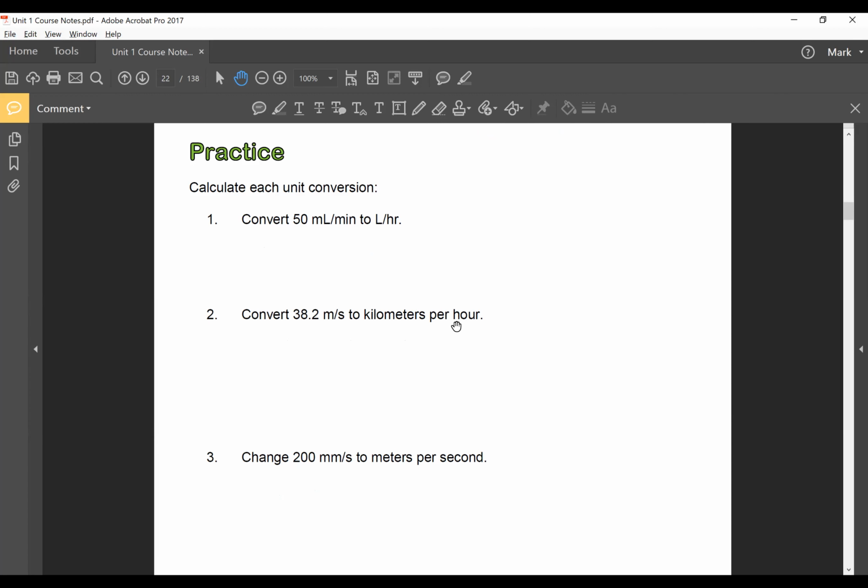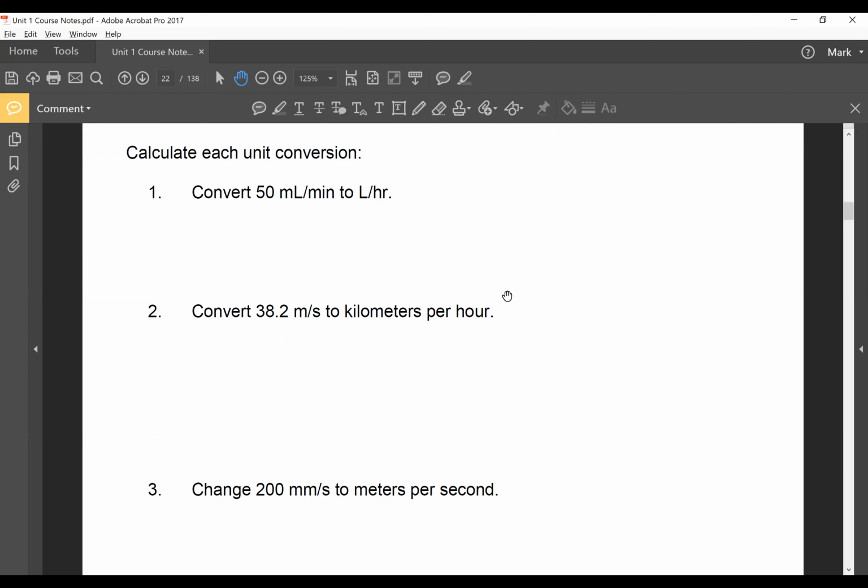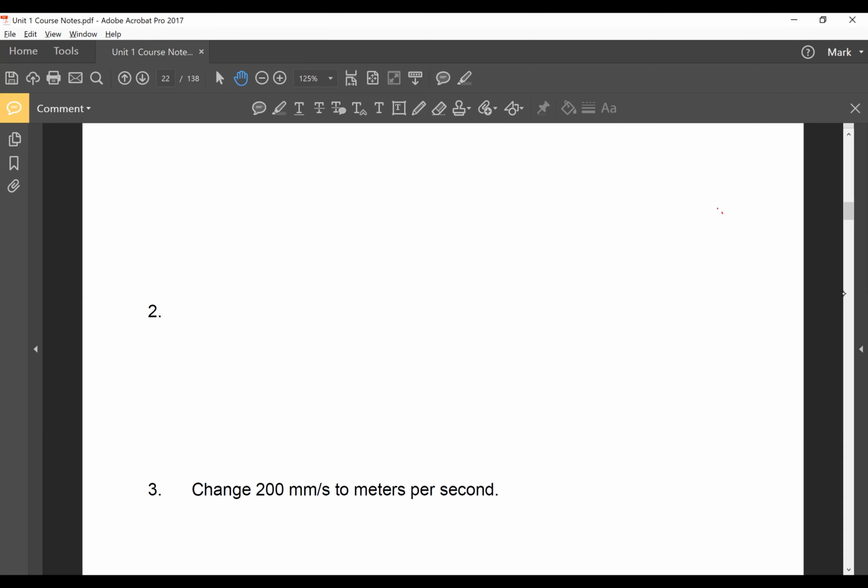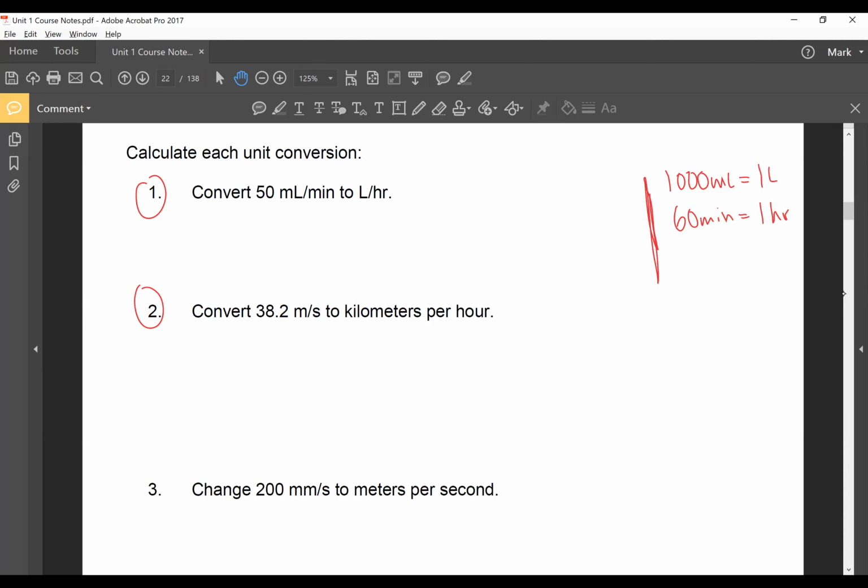All right, I'm going to zoom in a little bit and do this like I did the other questions. So question number 1 and 2, starting with number 1. First things first, consider the conversions we're dealing with. I'm going from 50 milliliters per minute to liters per hour. So I need to go from milliliters to liters, and I need to go from minutes to hours. Sorry about my screen there. I don't know what's going on.